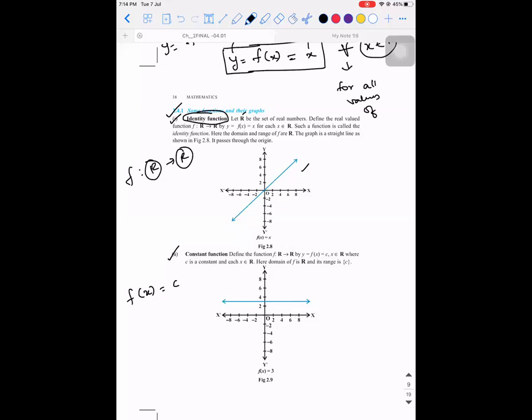Sir, for example, the identity function graph will pass through the origin, right? Will it always pass through the origin? Yes, sir, it will always pass through the origin. And I'll tell you an extra point, just have this in your mind: the angle it makes with the x-axis is 45 degrees. Always, sir, it is always.